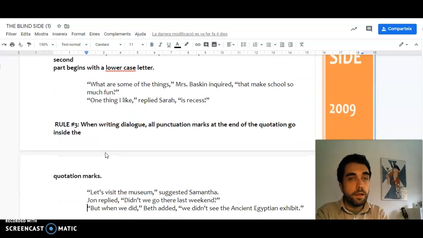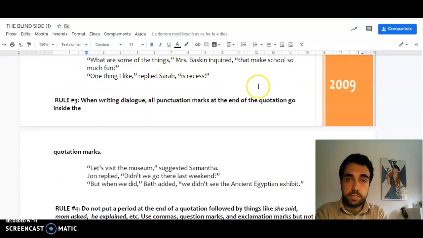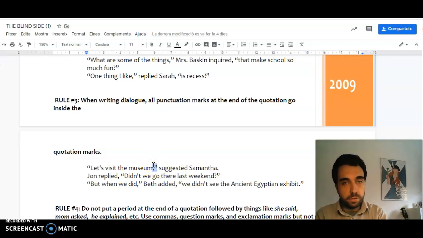Rule number 3. When writing dialogue, punctuation marks at the end of the quotation go inside the quotation marks. Okay, so let's see. You see the comma in here, you see the question mark in here, are inside the quotation. Yes, so the quotes are after the comma, the quotes are after the question mark. So make sure you put this inside the quotation. Okay. Rule number 4.